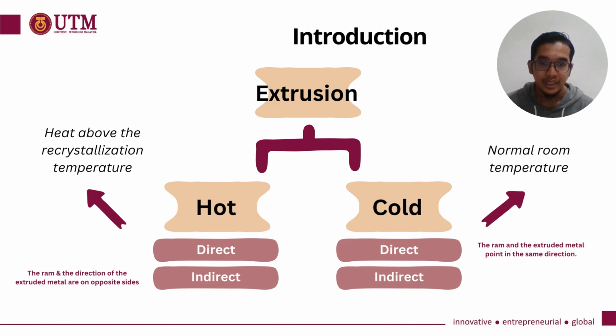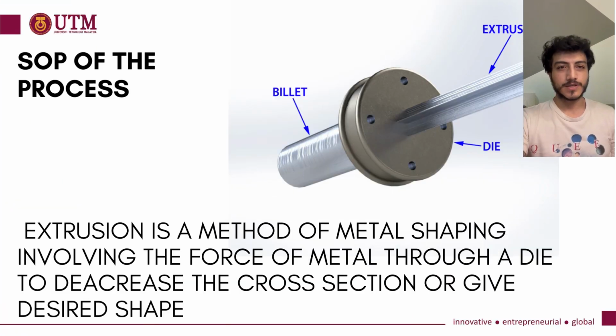In indirect extrusion, the force applied by the ram and the direction of the extruded metal are on opposite sides. On the other hand, direct extrusion happens when both the ram and the extruded metal point in the same direction. Standard operating procedure of the process.